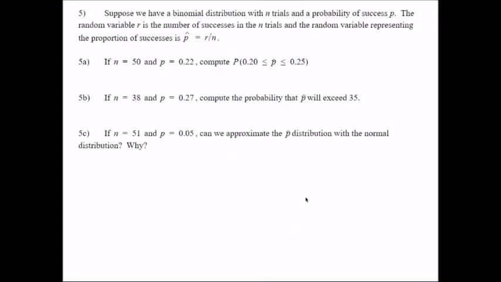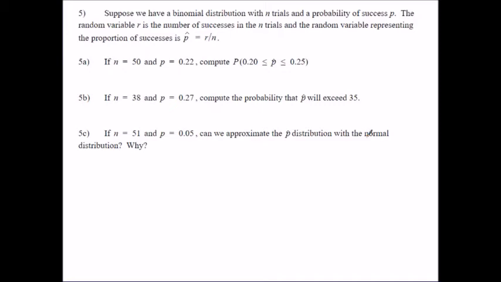All right, suppose we have a binomial distribution with n trials and a probability of success p. The random variable r is the number of successes in the n trials, and the random variable representing the proportion of successes is p hat equals r divided by n. So 5a, if n equals 50 and p equals 0.22, we're going to compute 0.20 to 0.25.